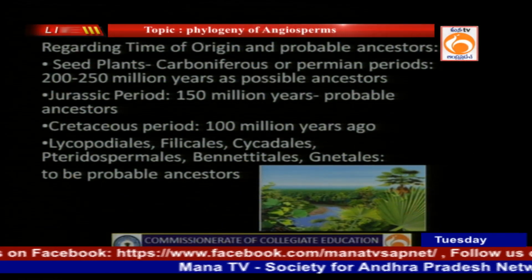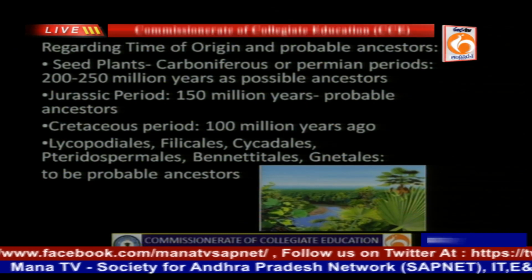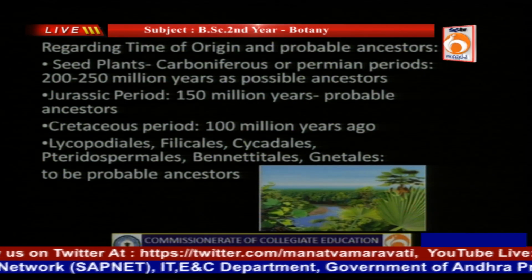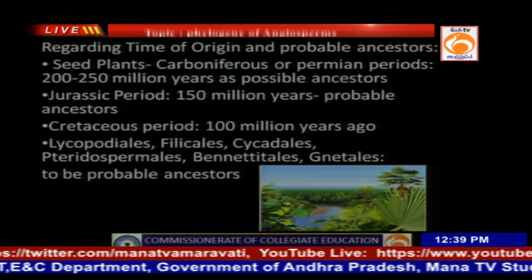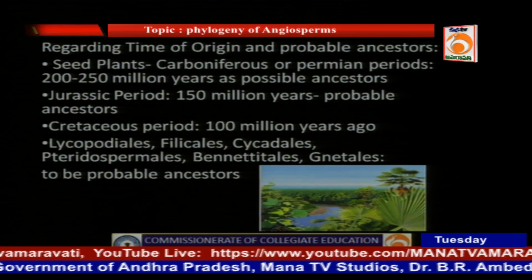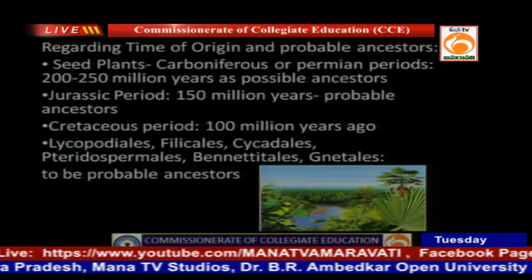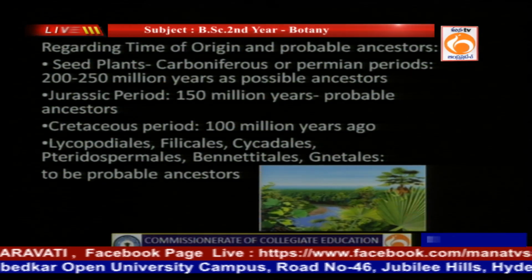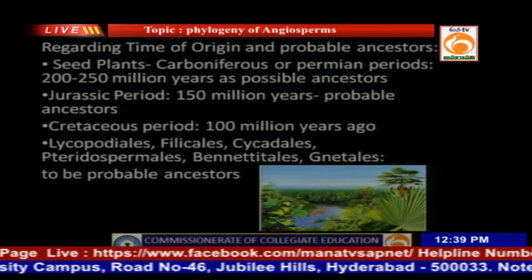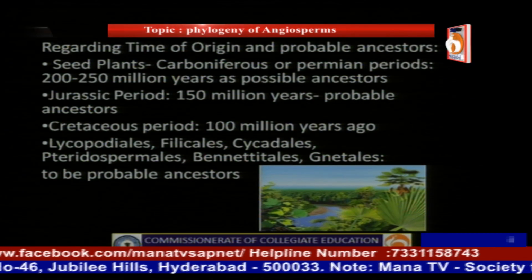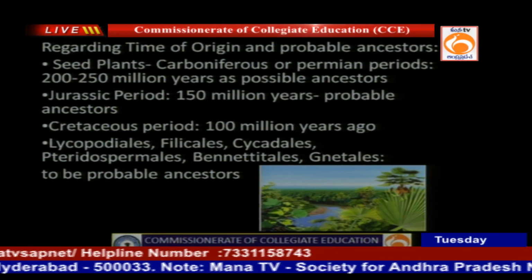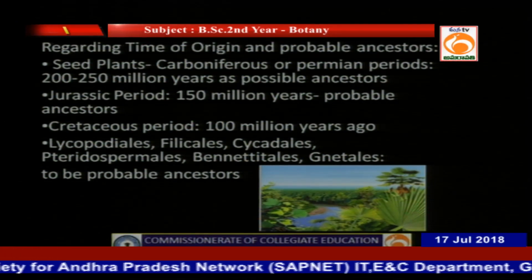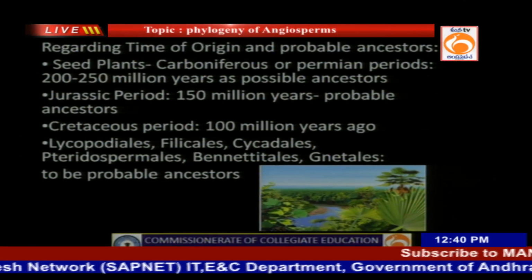The key innovations were explored, but there is no concurrent opinion about the origin of the angiosperms. Some consider the seed plants of the Carboniferous and Permian periods, 200 to 250 million years ago, as the possible ancestors. The other group feels the origin may be in the Jurassic period, 150 million years ago. Some regard it as the Cretaceous period, that is 100 million years ago.